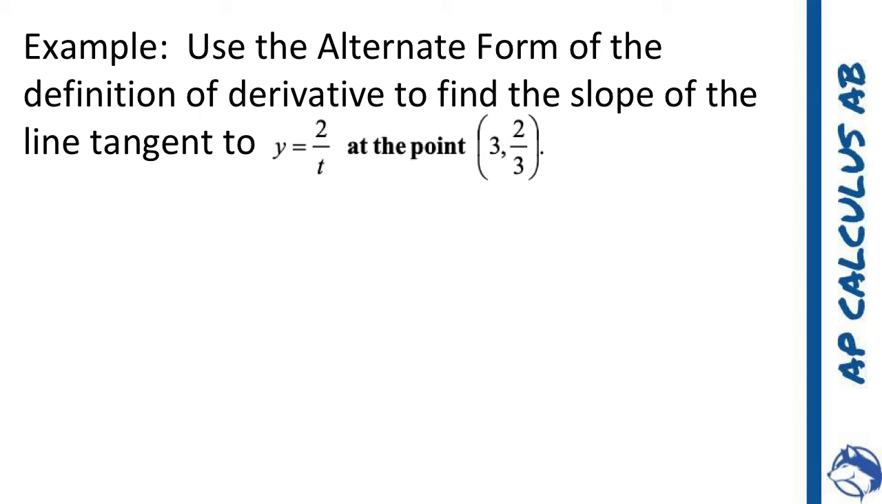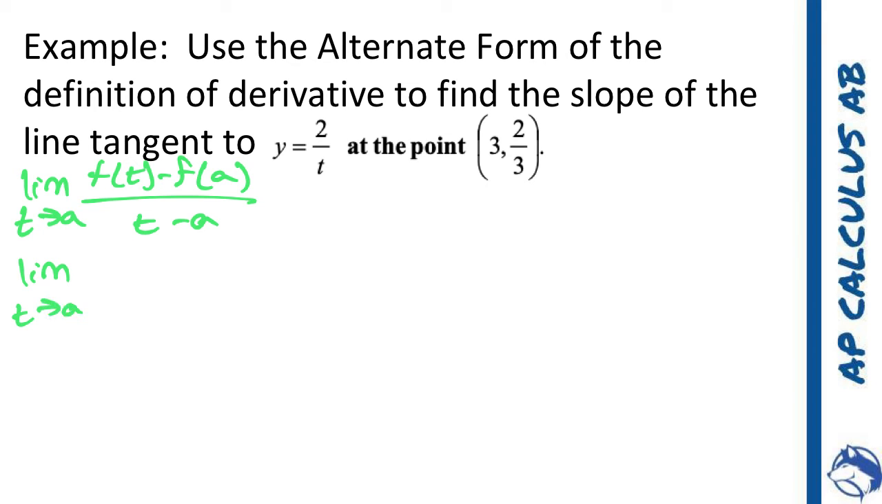Okay, so now we're going to use the alternate form of the derivative to find the slope of the tangent line to this equation at that point. So we're going to write it out. It's the limit as t approaches that point a of f of t minus f of a over t minus a. So let's just plug some stuff in here. As t approaches a, f of t is 2 over t, f of a is 2 over 3, because we're plugging in 3 for a, and it's all over t minus 3.